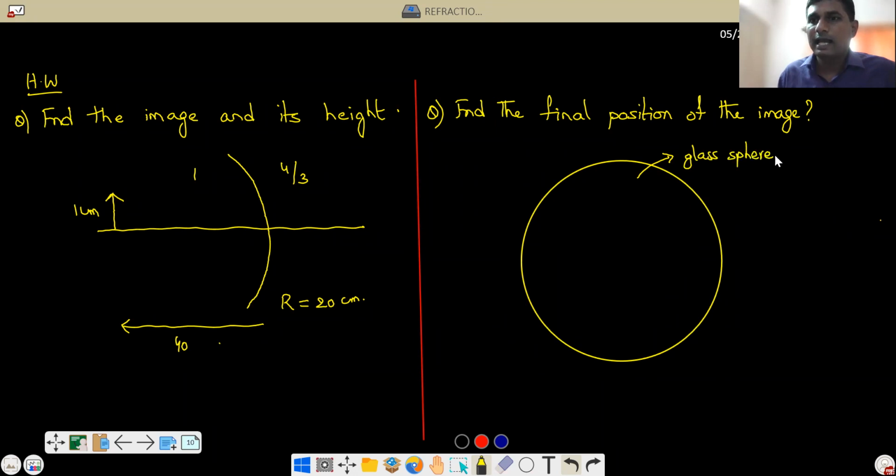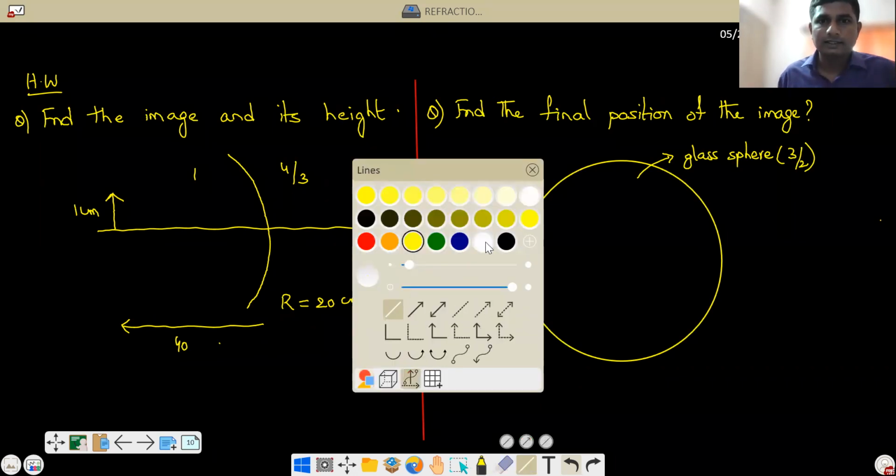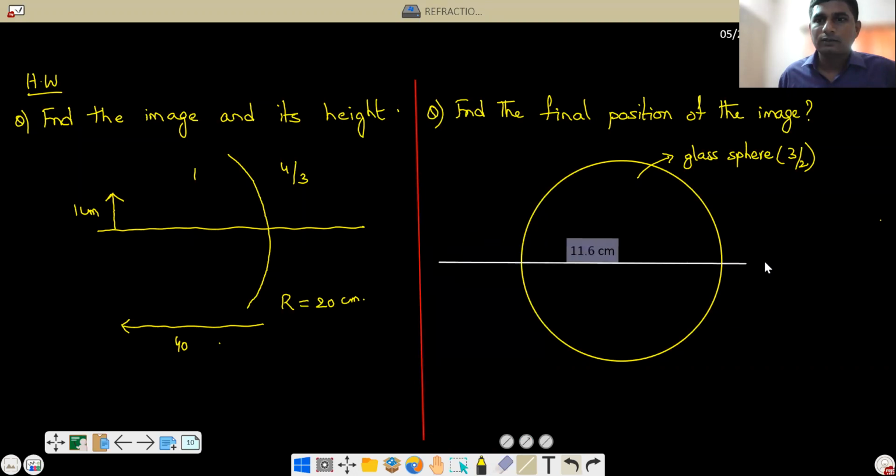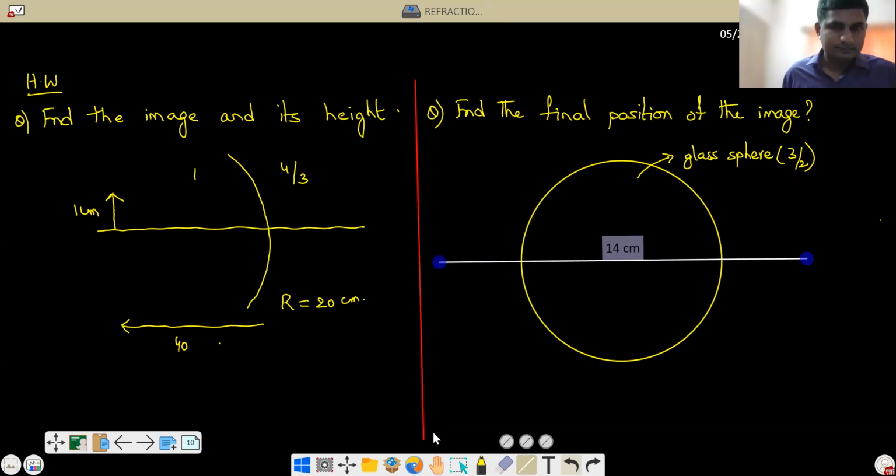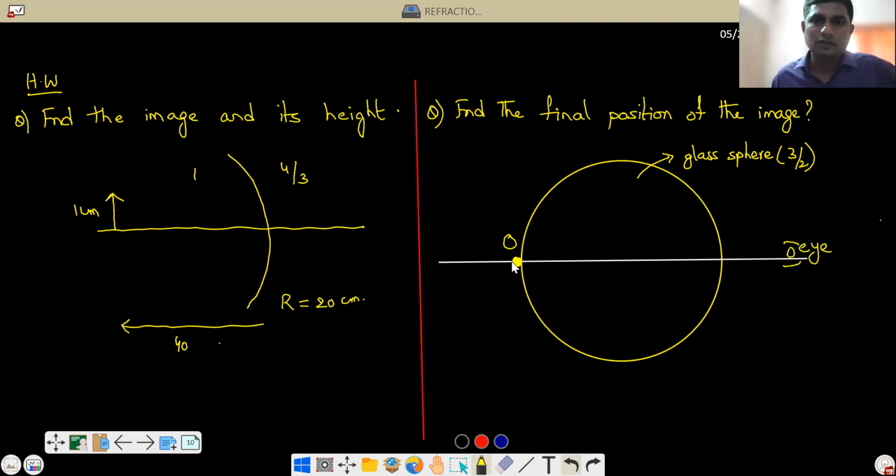Since it is made of glass, its refractive index is how much? 3/2. Sometimes they'll give, sometimes they won't give, but you should know it by heart. Now there is an object here, exactly on the boundary. Now this side is our eye. We are seeing through this glass sphere this object which is exactly on the boundary. So what is the final position of the image? Where will the image be?